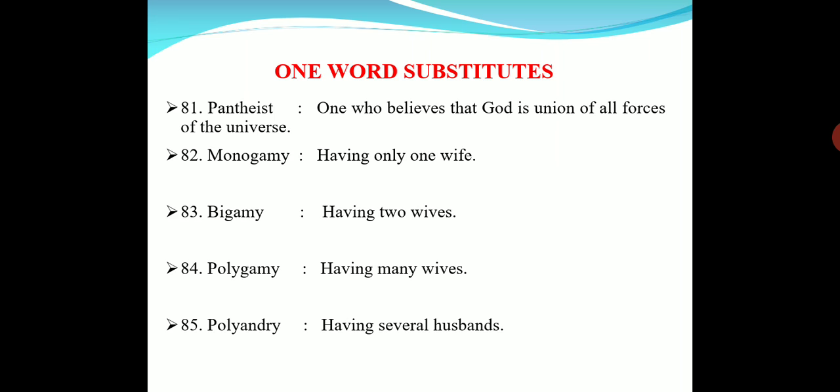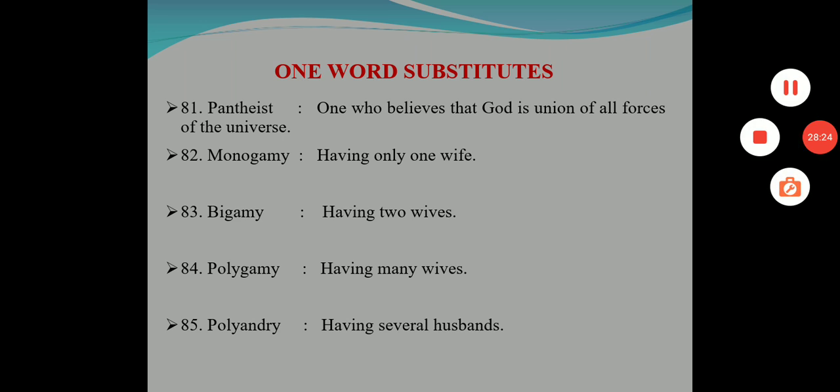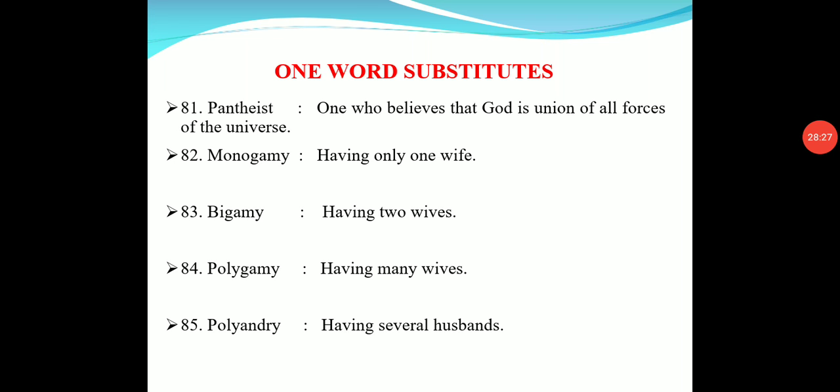And monogamy. Monogamy means having only one wife. Bigamy, having two wives. Mono means one. You should always remember. Bi means two. Polygamy, having many wives. Poly means many. Polyandry, having several husbands. In some traditions, they allow polygamy where a man has several wives. And in some traditions, they allow polyandry where women has several husbands, especially in Tibetan races. The whole family marries only single women, like Draupadi in our Mahabharata.